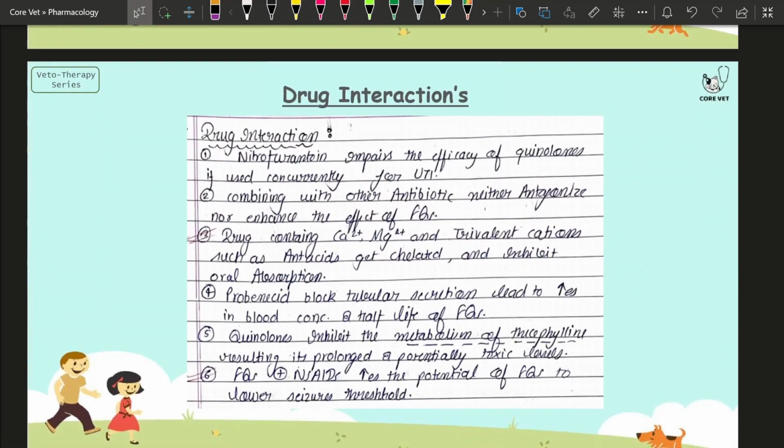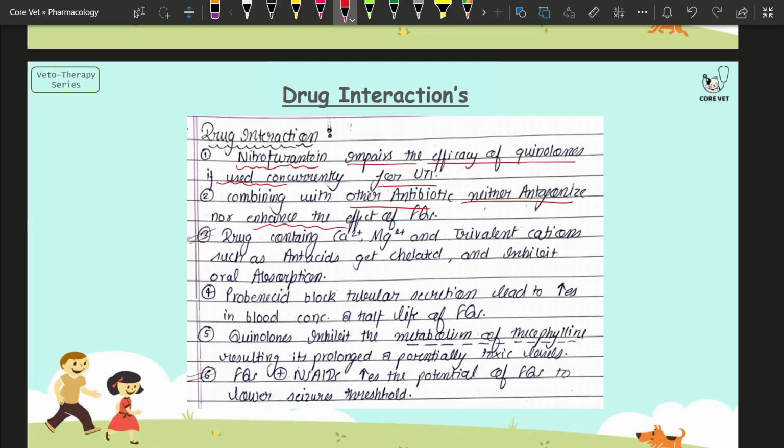Coming on to the drug interactions. Nitrofurantoin, which is also used in UTI infections, impairs the efficacy of the quinolones if used concurrently for UTI infections, right? And in combination with other antibiotics, it neither antagonizes nor enhances the activity of the fluoroquinolones. Means if you mix two certain classes of drugs along with the fluoroquinolones, it's not going to affect the efficacy of the fluoroquinolones. It won't increase the activity, nor will it antagonize the activity of the fluoroquinolones.